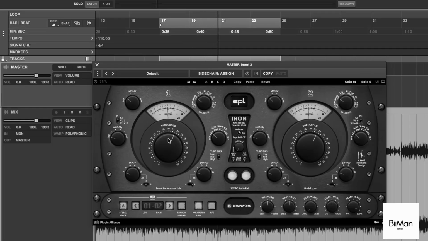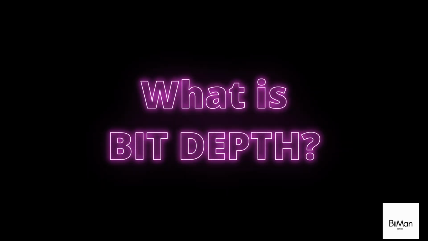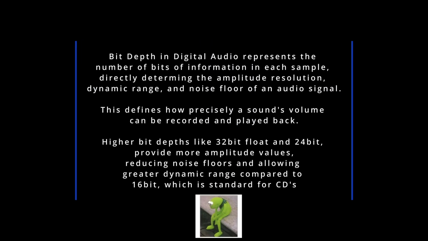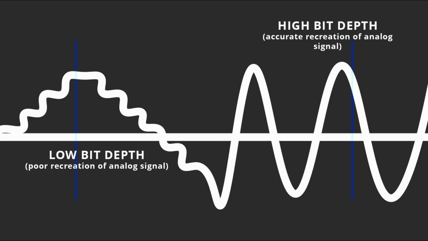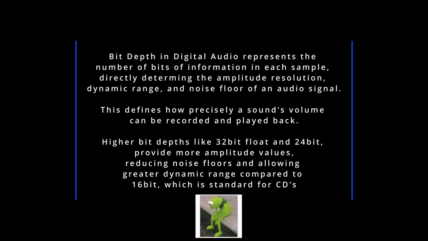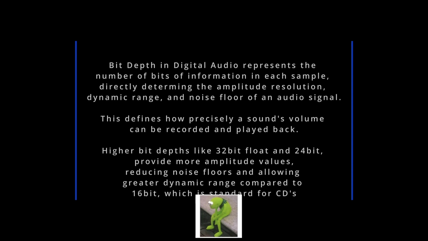From everything we've discussed so far, you should normally already be asking yourself by now, so what actually is bit depth? Bit depth in digital audio represents the number of bits of information in each sample, directly determining the amplitude resolution, dynamic range, and noise floor of an audio signal. This defines how precisely a sound's volume can be recorded and played back. Higher bit depths like 32-bit float and 24-bit provide more amplitude values, reducing noise floors and allowing greater dynamic range compared to 16-bit, which is standard for CDs, or was 8-bit.